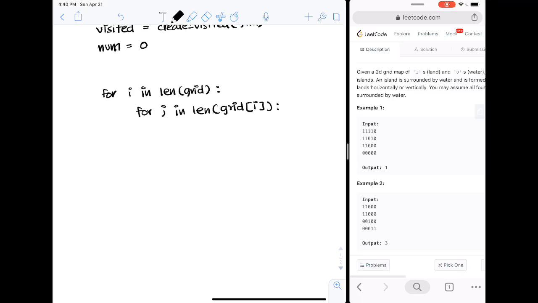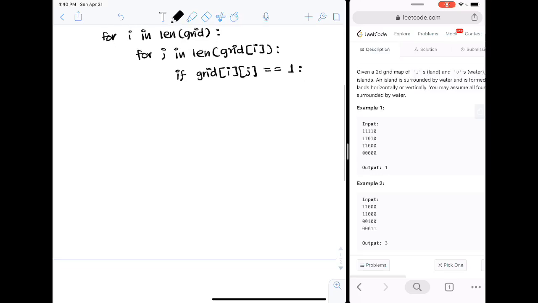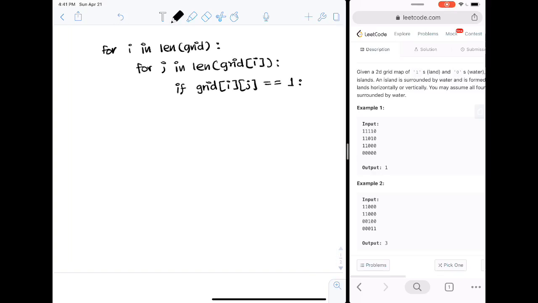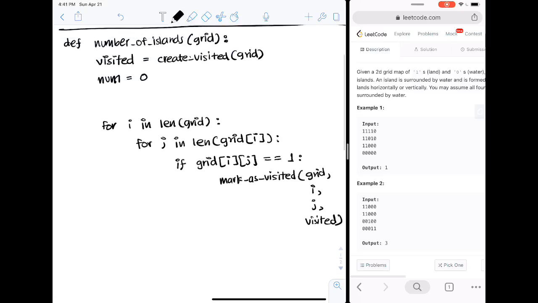Okay, so what's my logic going to be? If grid i j equals 1, which means it is land, then I'm going to say, let's assume we have a function called mark as visited, and it takes in the grid, takes in i, takes in j, and takes in the visited 2D grid that I created over here.